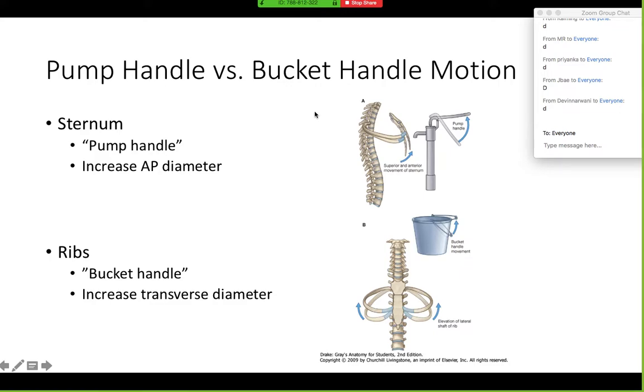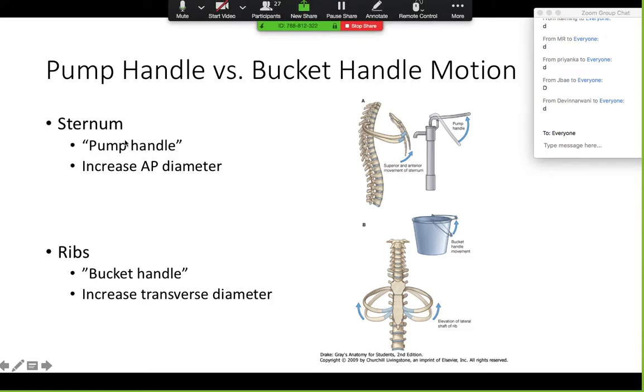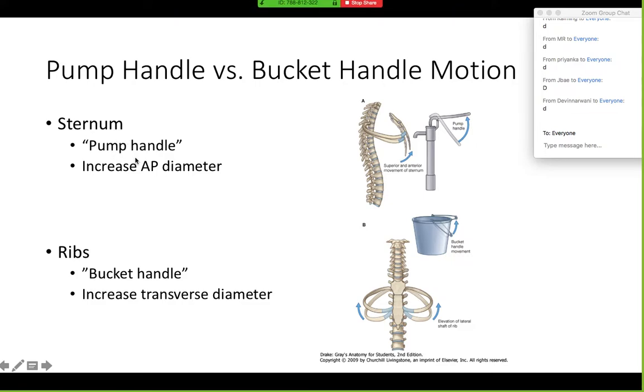This slide, so last year I was like, oh, this is stupid, who cares? But it actually ended up being a test question. So make sure you understand this. So the sternum, and this comes up again eventually in OPP when you do ribs.